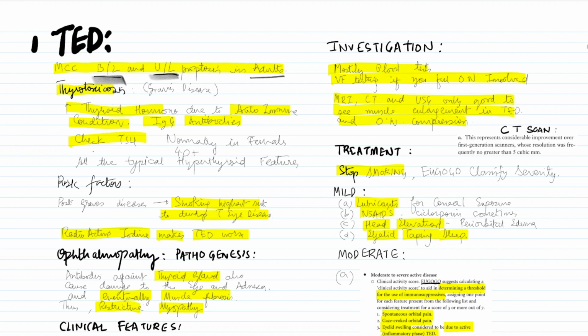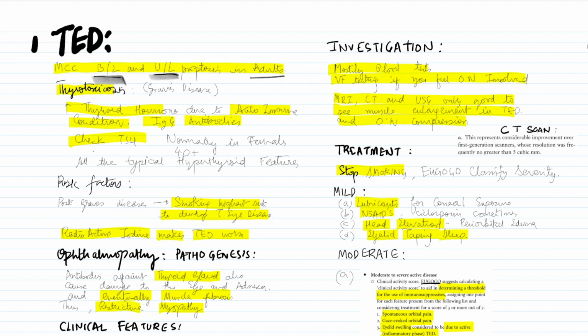So today you're studying Orbital Pathology with me, Dr. Abid Nawaz. So starting with Thyroid Eye Disease. This is the most common cause of bilateral and unilateral proptosis in adults.